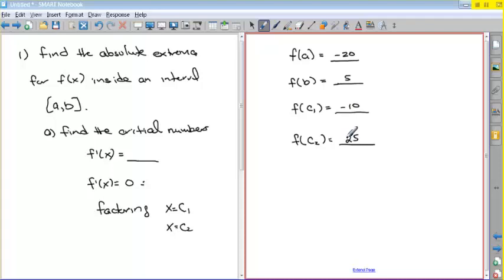These are the values you get by plugging these x values into the original function, not into the derivative, because if you do that, you'll get 0 for the derivatives for these critical numbers. You plug it back into the original function. Then you look at those 4 numbers and look for the one that's most negative. If you put it on a number line, it's the one that's most to the left. Negative 20 is more negative than any other number. The most negative is what we call the absolute minimum. And the most positive is this one down here, and the most positive number is going to be your absolute maximum.